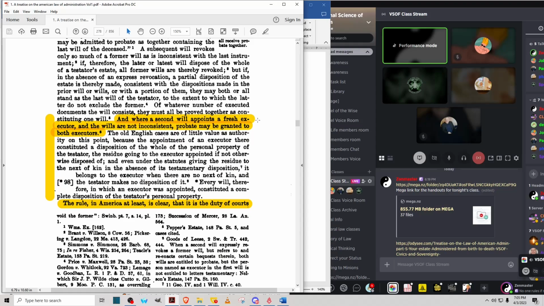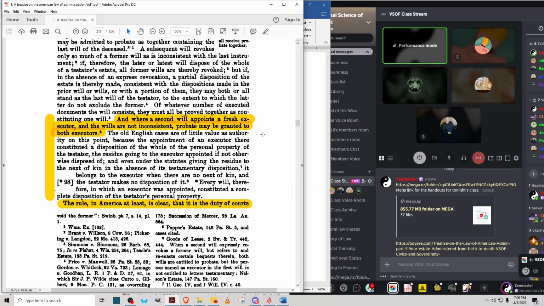And where a second will appoints a fresh executor and the wills are not inconsistent, probate may be granted to both executors. Okay, so what we do is we make sure that anything that they've done prior to us doing this is inconsistent with what we wish to be done as our will. So that way there is then only one lawful executor appointed on public record, and that means that no administrators by act of law can ever administer the rest of our estate, because we have now appointed ourselves as the proper executor. Okay. So I'll continue here.